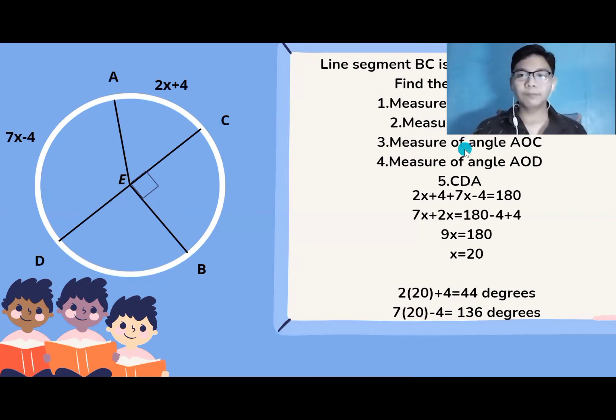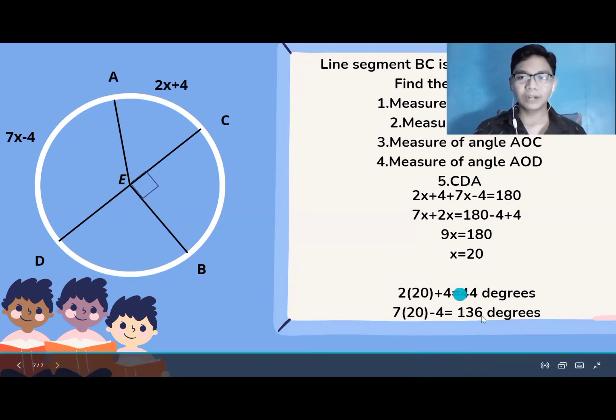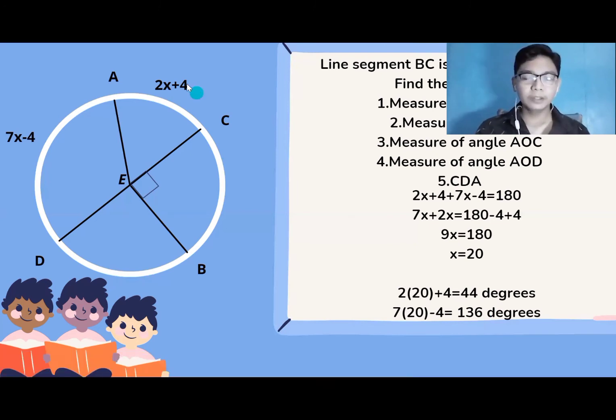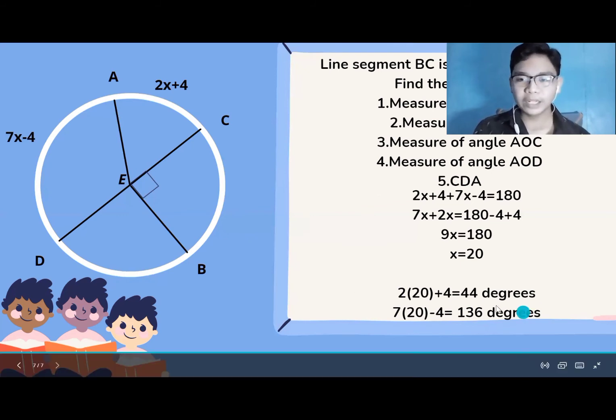Now we will measure the angle of AEC. So that we already have solved for that. 44 degrees. The measurement of angle AOB is basically 44 plus 90, which is 134 degrees. Now we will move on to the measurement of angle AED. Angle AED is already here, 136 degrees, because we have already solved for that.